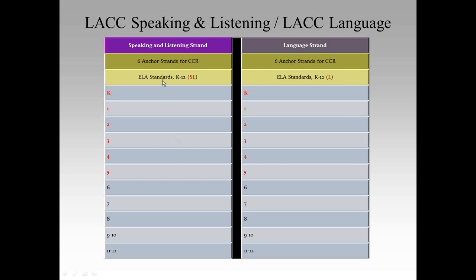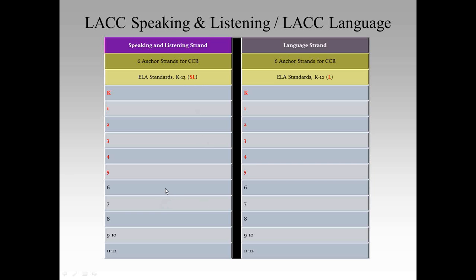Let's take a look at the 2 remaining strands, one of which is speaking and listening, and the other of which is language. Within speaking and listening, there are 6 anchor strands for college and career readiness, and within language, also 6 anchor strands for college and career readiness. These anchor strands more or less set the bar for what the writers of Common Core felt students needed to know and be able to do by the time they left high school in order for the writing teams for these particular strands to feel like if they knew this, then they would be ready for college, or they would be ready to go straight into a career out of high school. So within English language arts, this is speaking and listening, represented by SL.